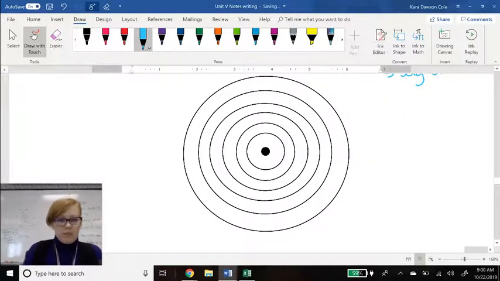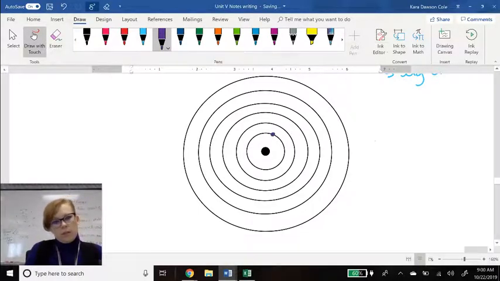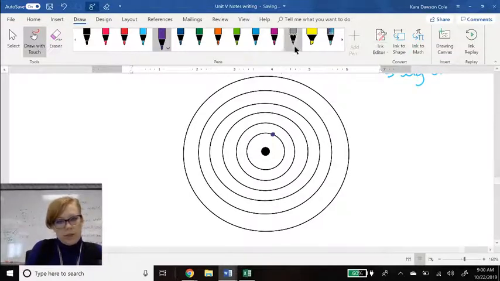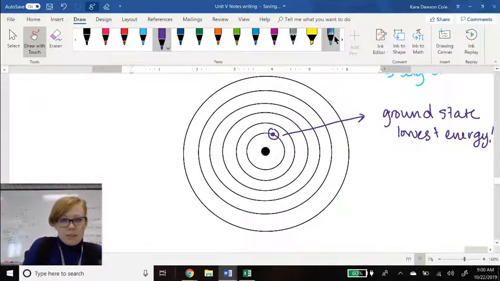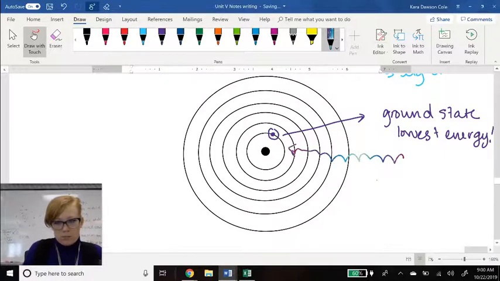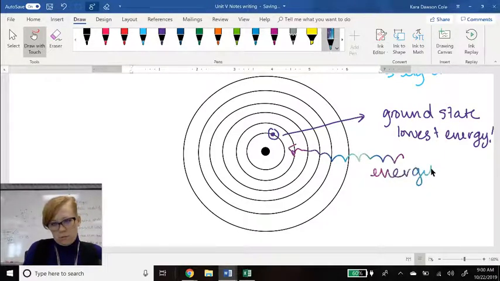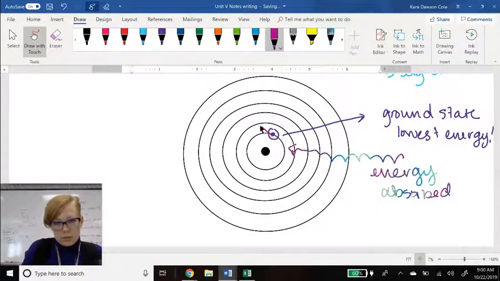So let's say this is hydrogen. Hydrogen's ground state would have one electron right there. That is what we would consider the ground state, the lowest energy. As energy comes into the atom, this electron jumps to a higher state.